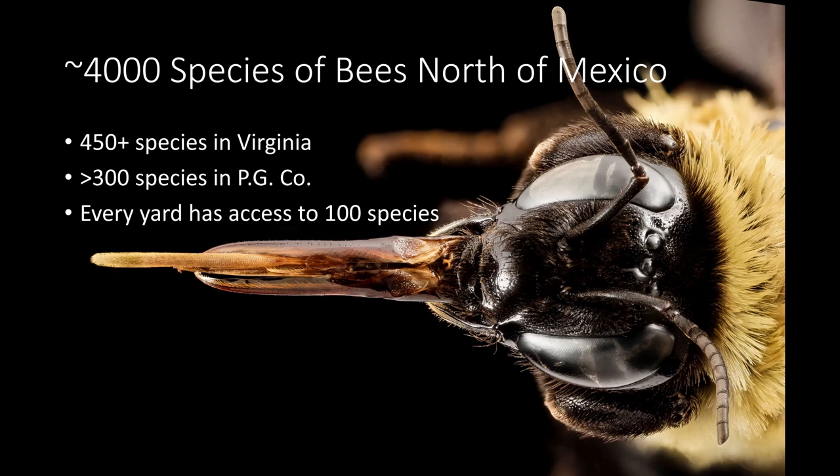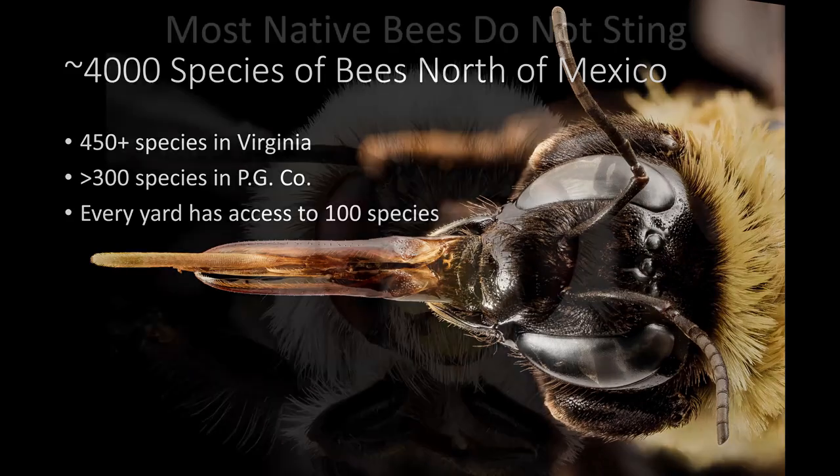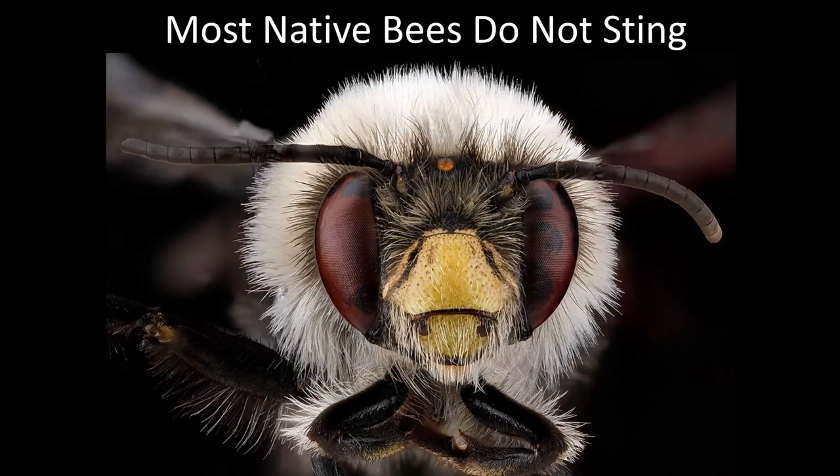In Virginia, about 450 different species, about 300 species just in PG County where I live and work. No surprise there. And then every one of your yards has access to about 100 species. Now, that doesn't mean you have 100 species, because a lot of those bees will fly right over if you didn't have the kind of plants that they were looking for, but you put in the right kind of native plants and they'll stop. And we'll talk about native and non-native plants and things like that.